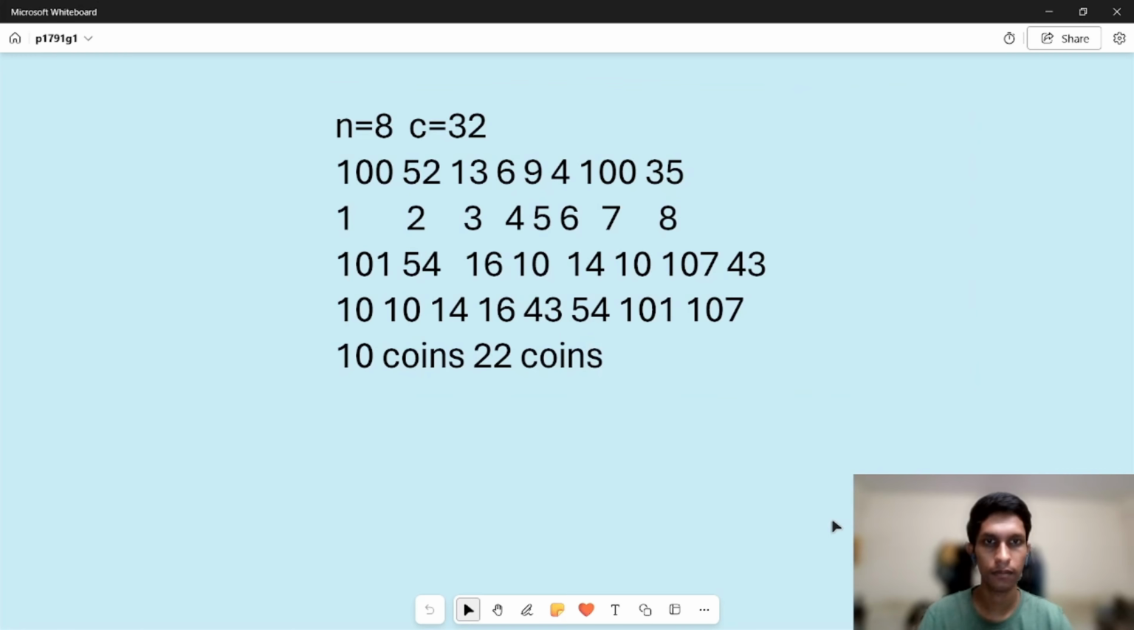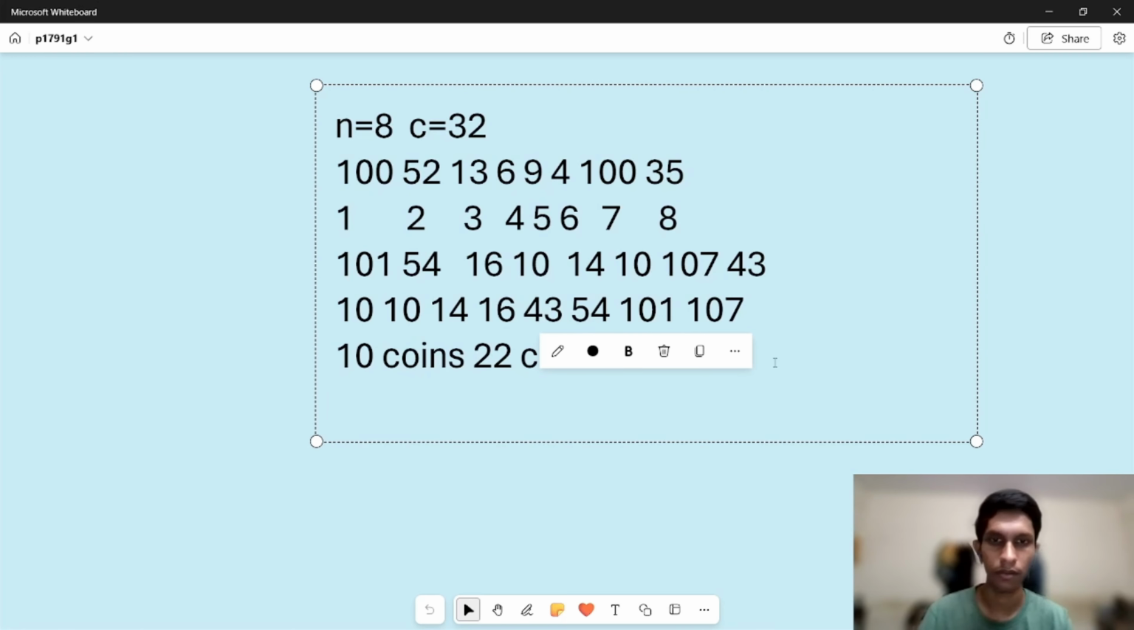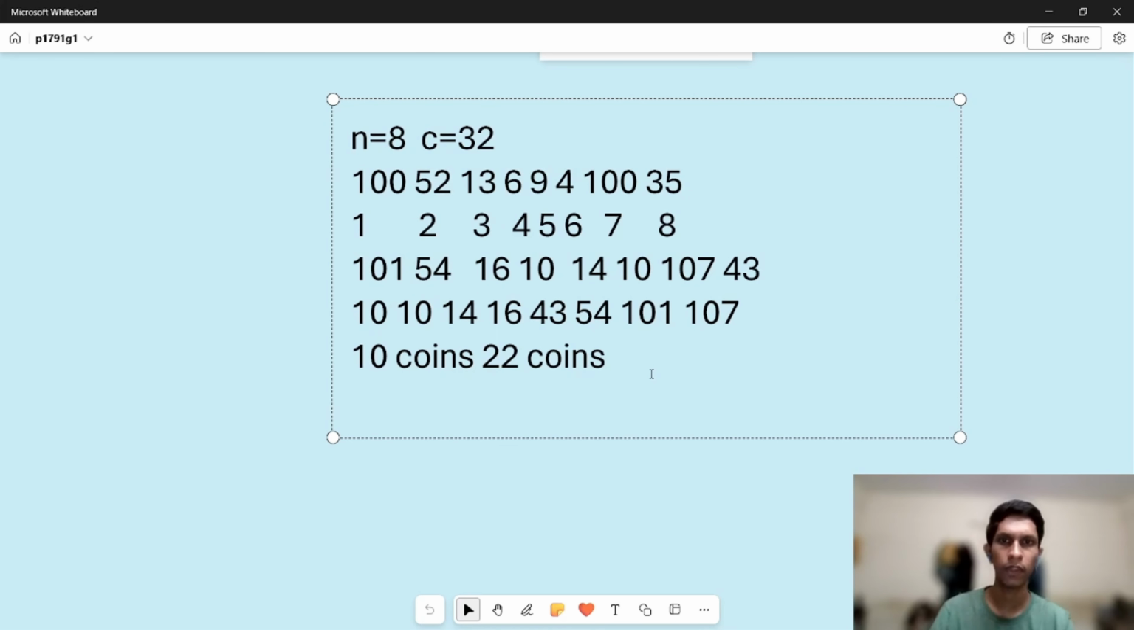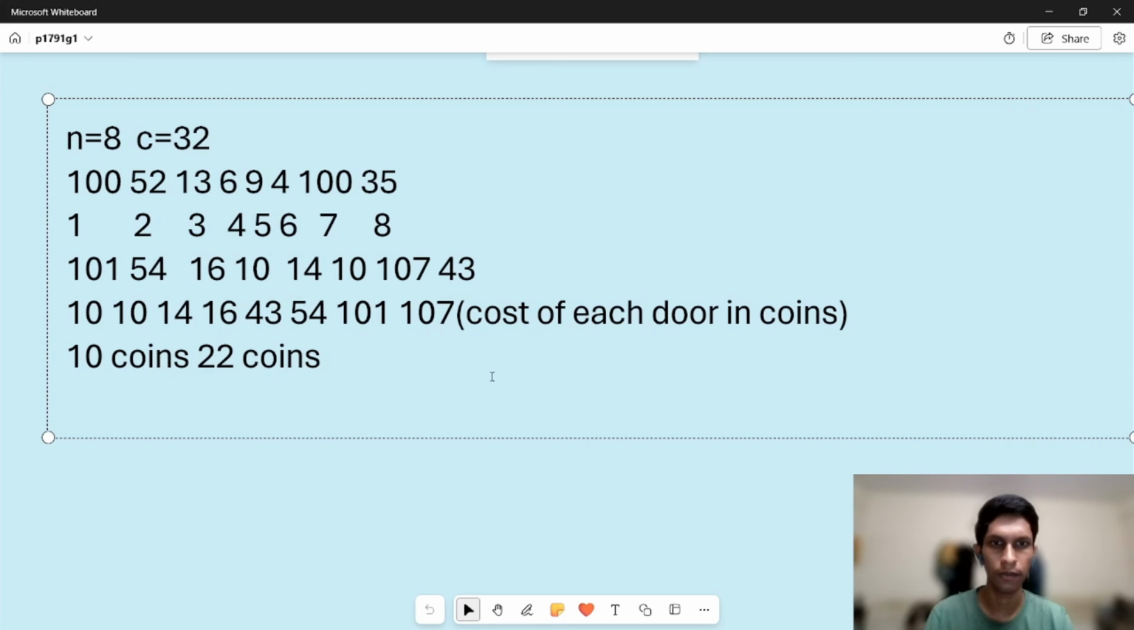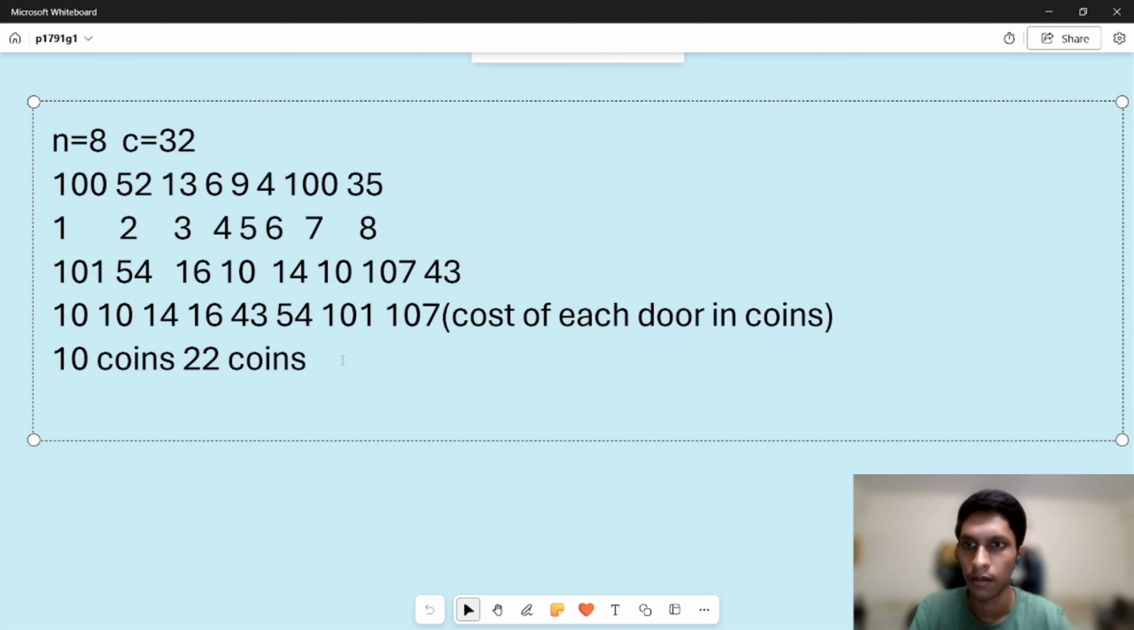So we'll be left with 22 coins. After that, we'll again be able to use the second door since it costs 10 coins. I'll mention it here: cost of each door in coins. So after using the first door, we can still use the second door since we have 22 coins left. We'll use the second door, which costs us 10 coins. We'll be left with 12 coins.